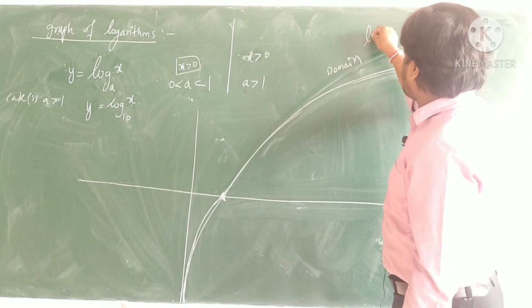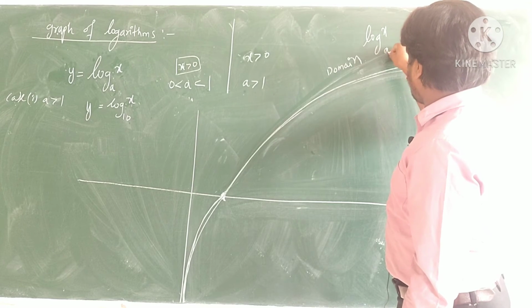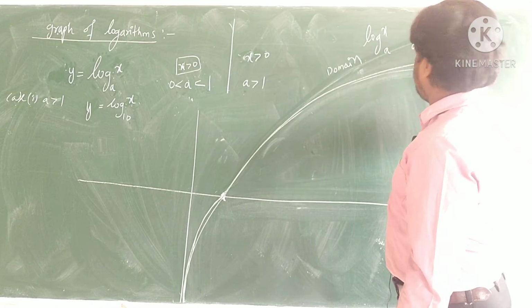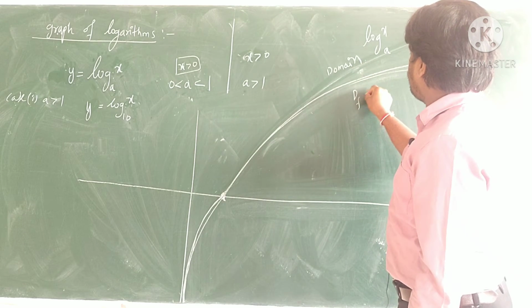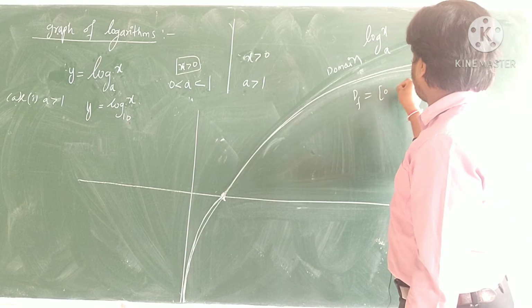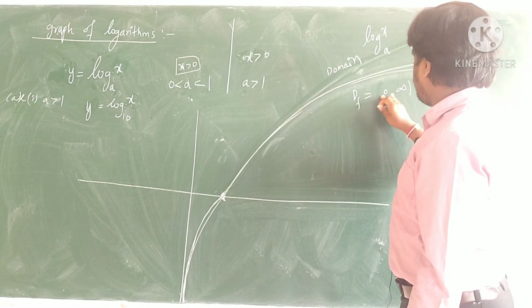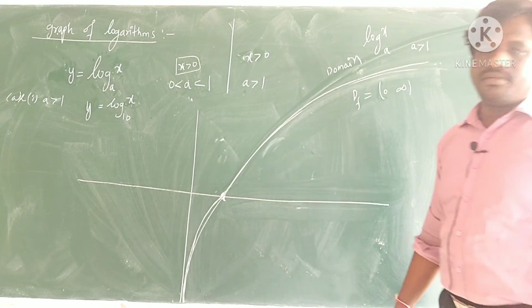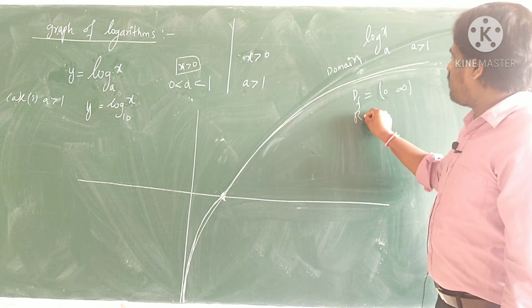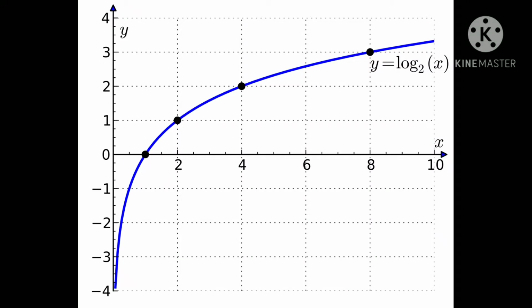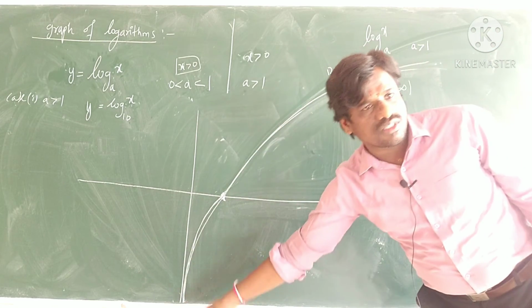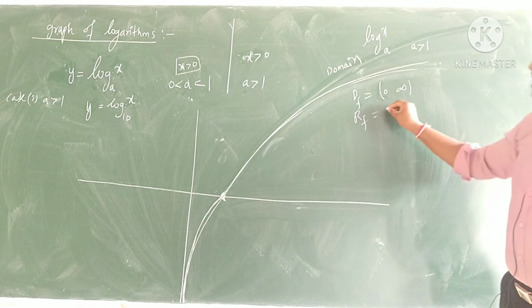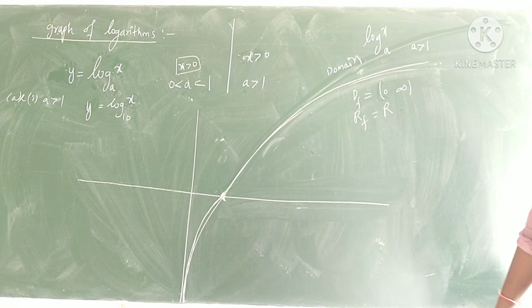Logarithm has two types. Log x with base a, if a is greater than 1, the domain of the function will be 0 to infinity, open at 0. And what is the range of the function? The range is R, minus infinity to plus infinity. It goes like this.